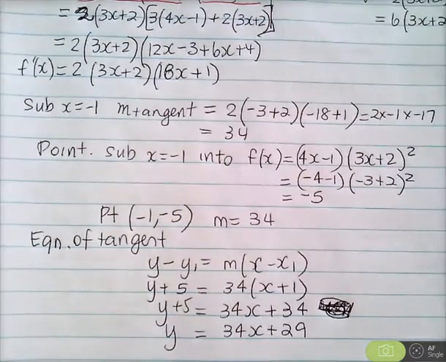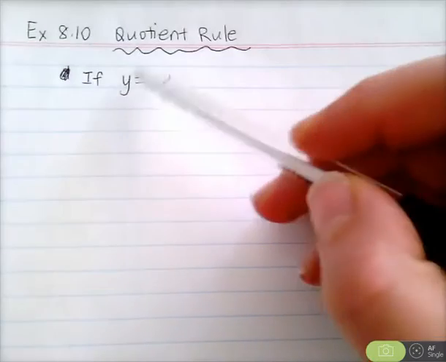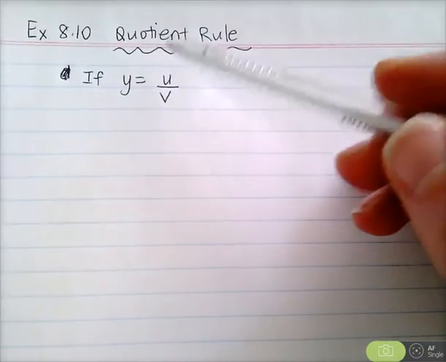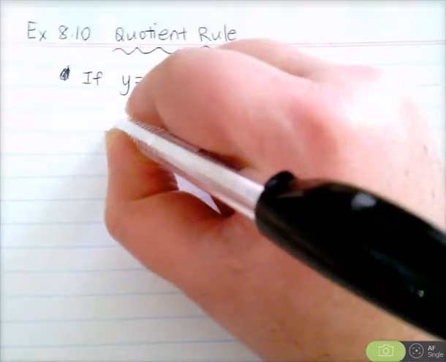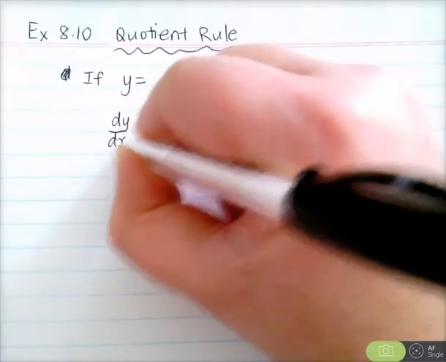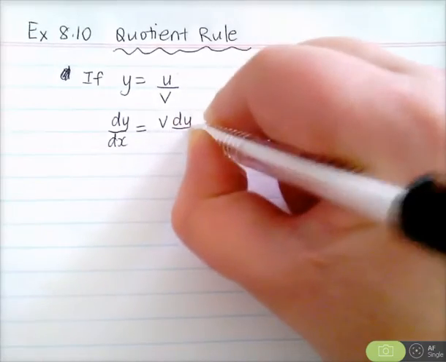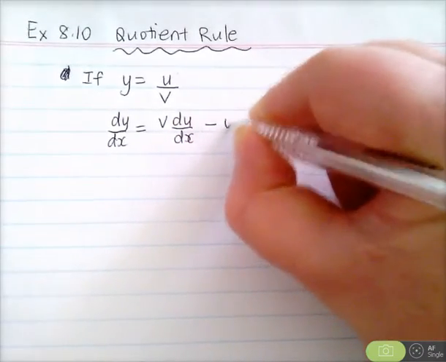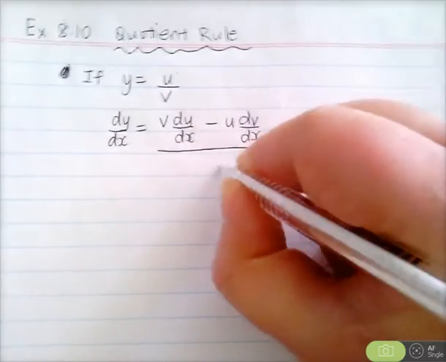Yes. Are we done? Devon, when you say quotient, no one knows what you're talking about. What's the quotient? It's the division. It means to divide. The quotient rule is if you're doing not one function times the other, but one function divided by the other. So if y equals u over v, then dy/dx is v du/dx, now I don't like to write it like that, minus u dv/dx over v squared.